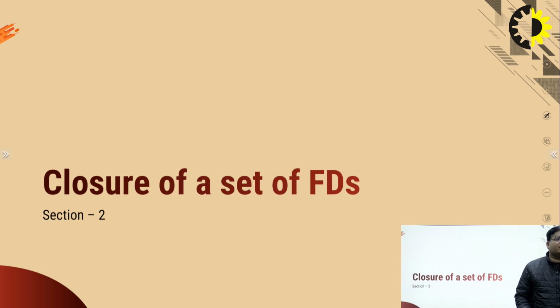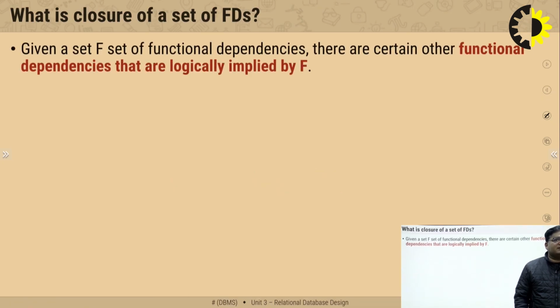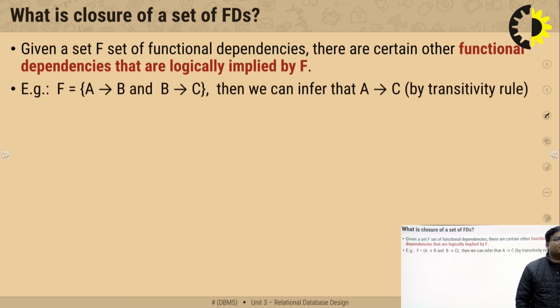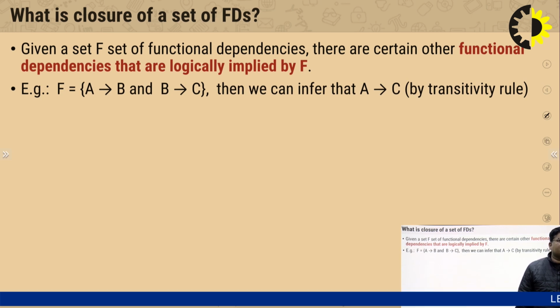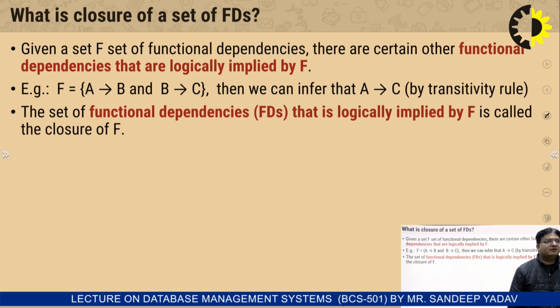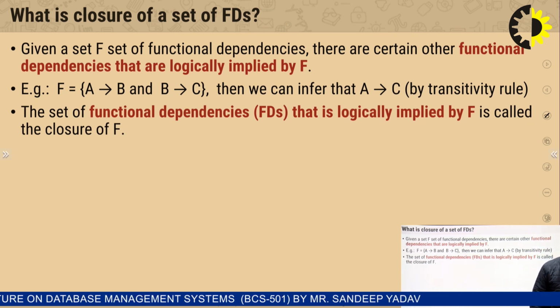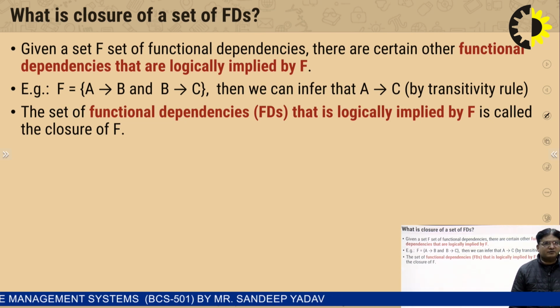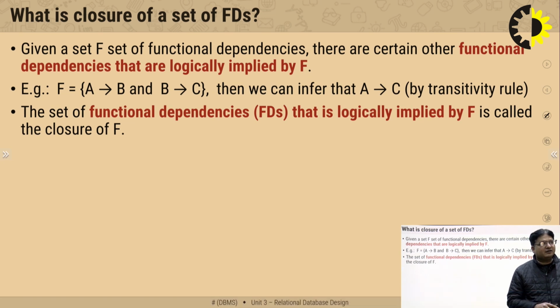Next we will be studying the closure of a set of FDs. Given a set of FDs F, there are certain other FDs that are logically implied by F. That is, if A determines B and B determines C, then we can infer that A determines C. This is by the transitive rule. The set of FDs logically implied by F is called the closure of FDs. It means from the given FDs, which new FDs we can derive using the current FDs as well as the inference rules.